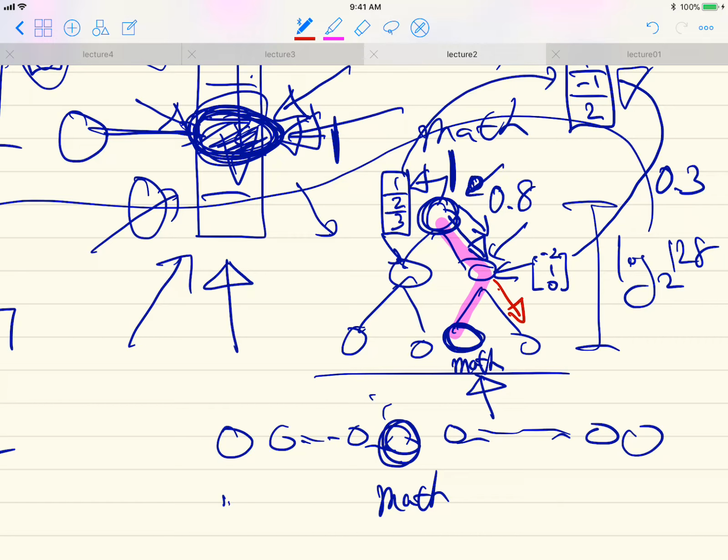Okay, so this direction is always fixed. But what if you have to go to the left side, right? In that case, what will be the probability?